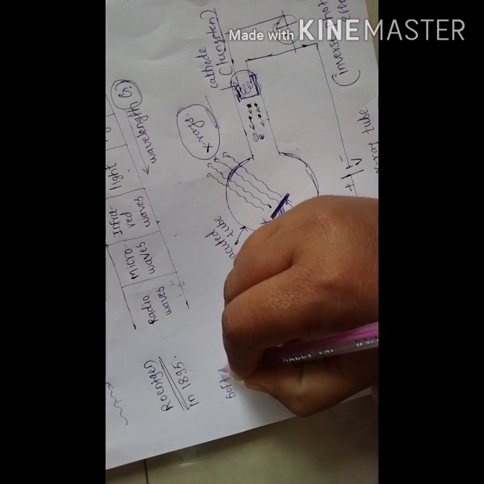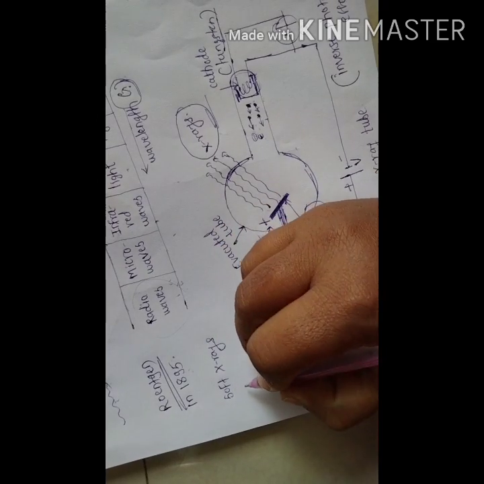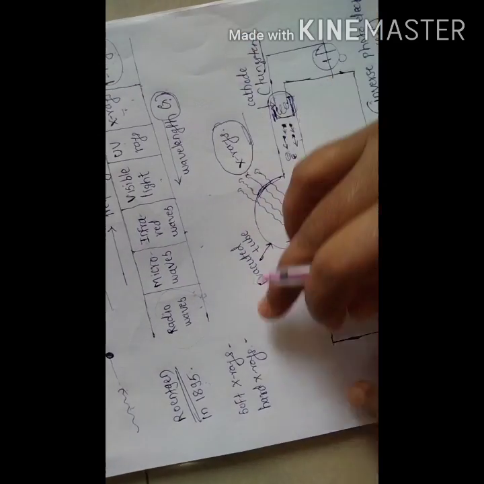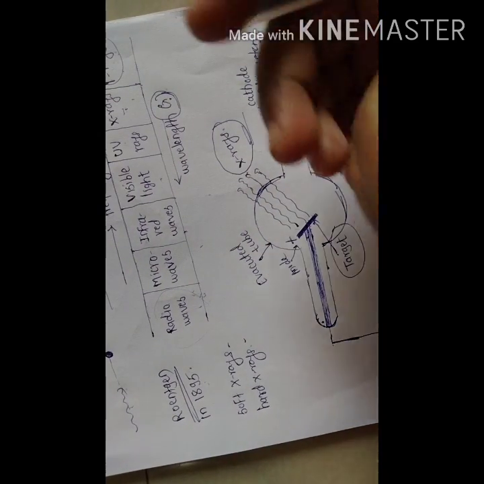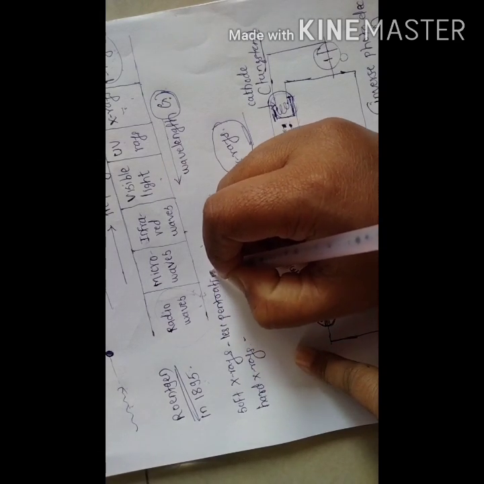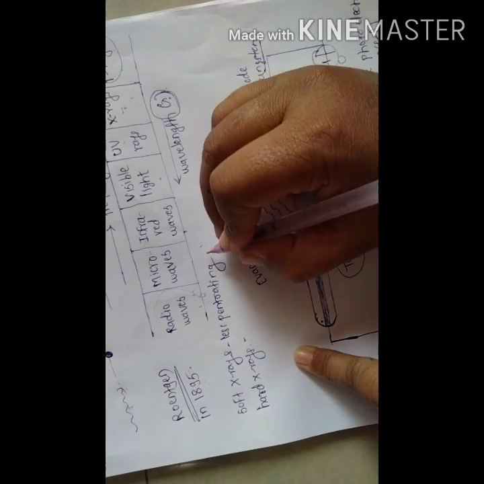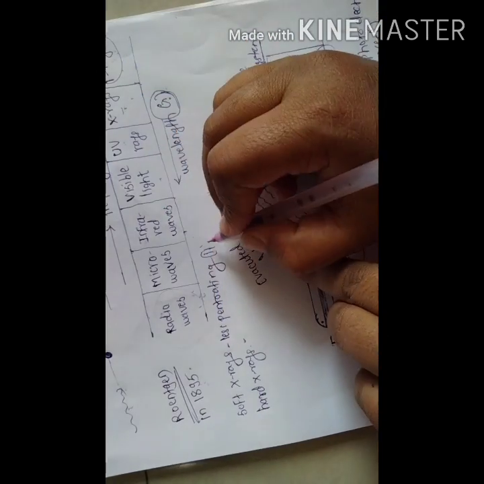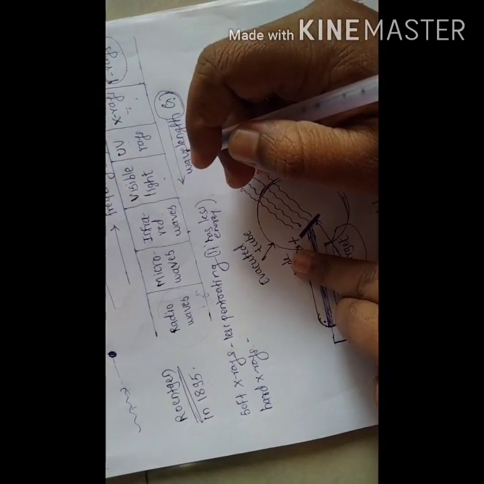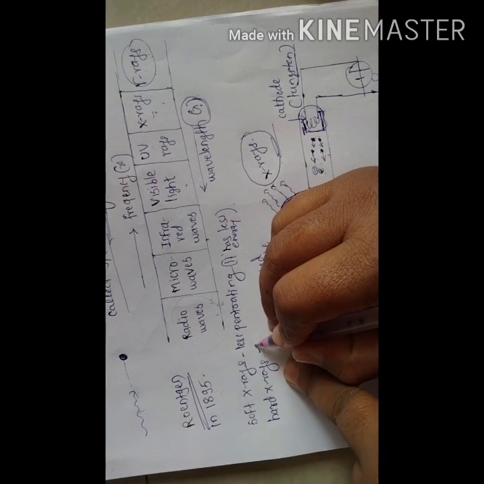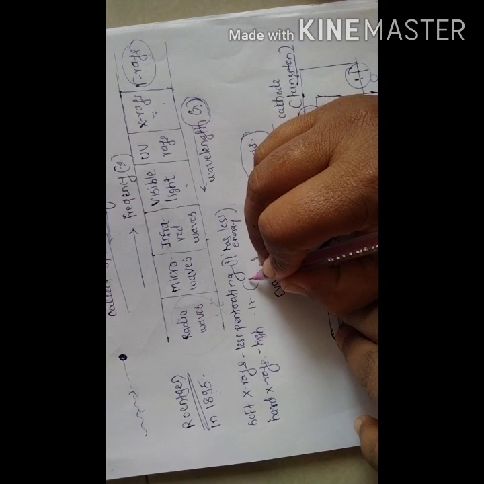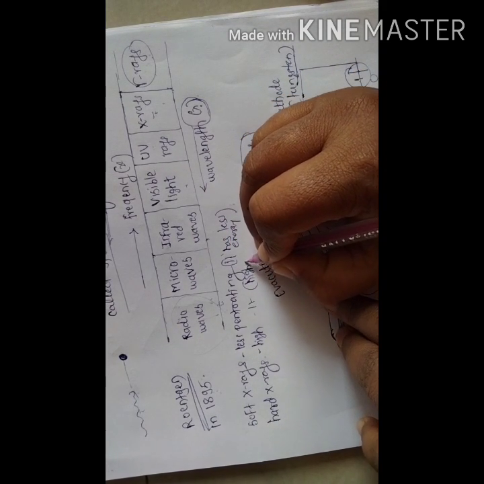Soft X-rays and hard X-rays. Two types of X-rays are here, soft X-rays and hard X-rays. Soft X-rays means what? They have less penetrating power, and less penetrating power means less energy. And hard X-rays means what? They have high penetrating power, and high penetrating power means high energy.